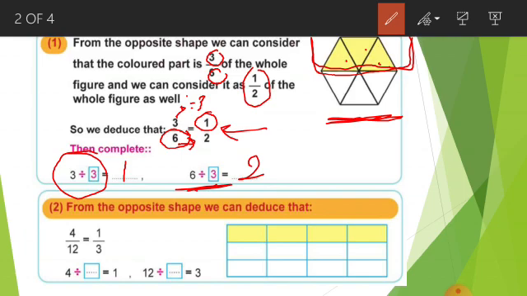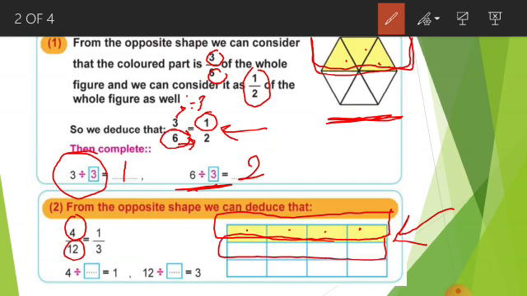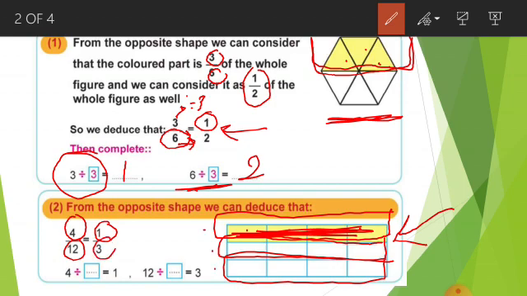The second example here. This rectangle is divided into 12 equal parts. Here I took just 4 parts. So this colored part represents 4 over 12. Okay, I can make it more simple. If I divide this rectangle into 3 parts, the first one, the second, the third, I took just 1 part. So 1 over 3.